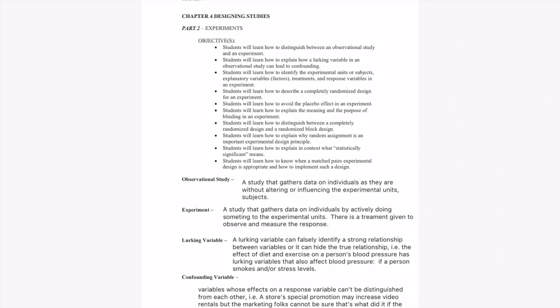In an experiment, this is a study that gathers data on individuals by actively doing something to the experimental units. There's a treatment that will be given to them, you will observe, and then you will measure the response. Lurking variables, those are variables that can falsely identify a relationship between variables, or it can hide the true relationship. So the effect of diet and exercise on a person's blood pressure has lurking variables that also affect blood pressure. For example, if a person smokes or if the person has high stress levels or low stress levels, then that can also affect their blood pressure. But these are lurking in the background.